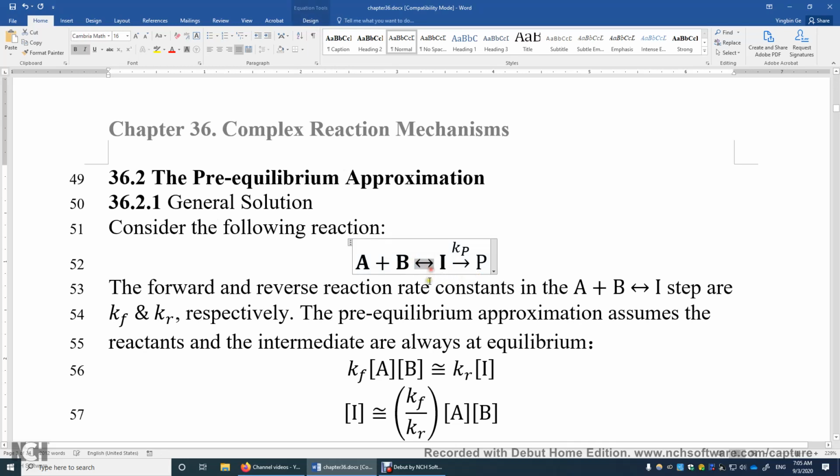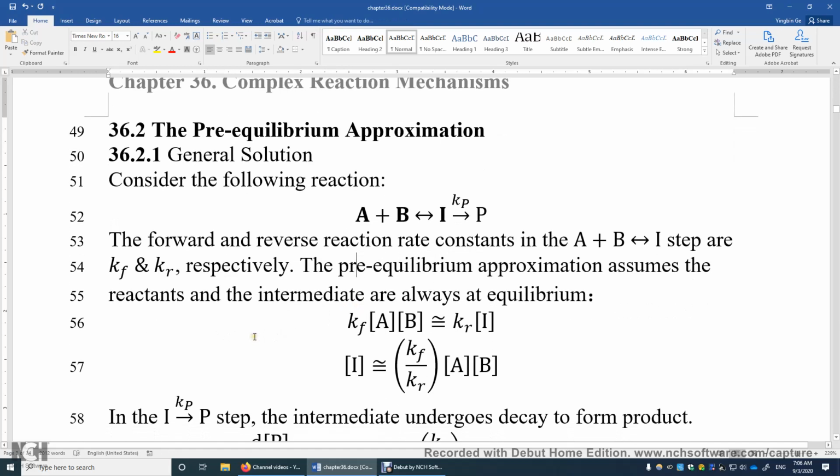We need to pay attention to this double-headed arrow. This tells us we have a reversible reaction here. So you can go from A plus B to I, and you can go from I to A plus B. The forward reaction rate constant from A plus B to I is K sub F. The reverse reaction rate constant from I to A plus B is K sub R. From I to P, we also have a reaction rate constant, K sub P. And let's assume the reaction rate from P back to I is negligible, so we're not writing anything here.